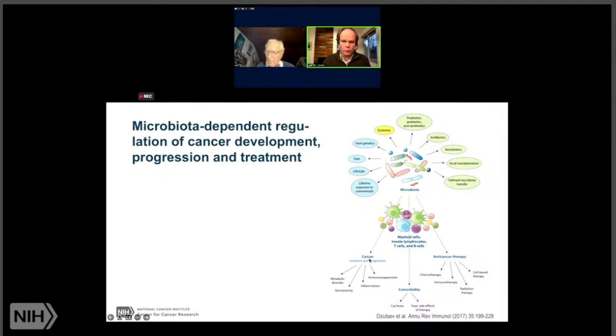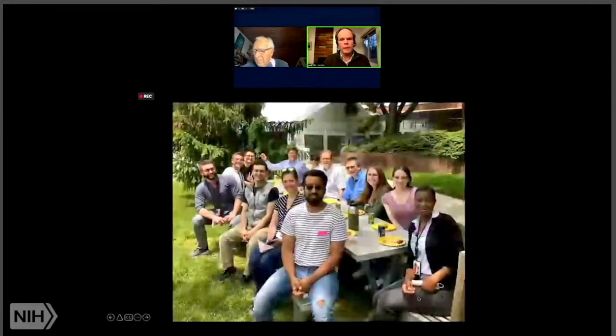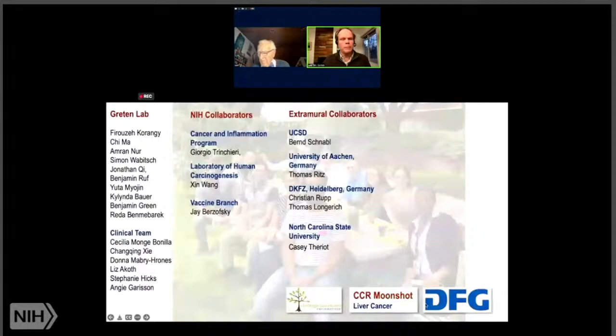But there are also very good and interesting data on how the gut microbiome can potentially enhance the efficacy or impair the efficacy of different types of anti-cancer treatments, including immunotherapy. And there is accumulating data on comorbidities such as cachexia and potential side effects. And with this, I would like to close and thank the people in my lab.